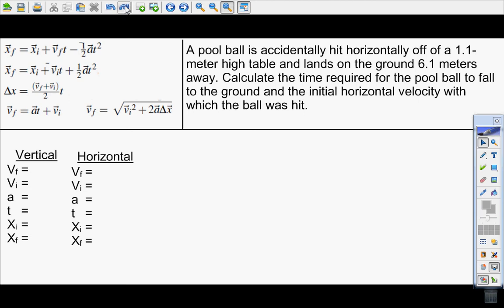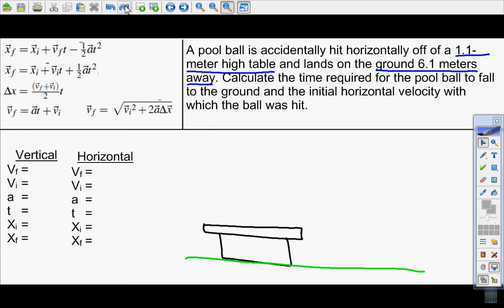A pool ball is accidentally hit horizontally off of a 1.1 meter high table. Okay, that seems to be important information. That's how tall it is, and lands on the ground 6.1 meters away. Another probably pretty good piece of information. Calculate the time required for the pool ball to fall to the ground and the initial horizontal velocity with which the ball was hit. Alright, so I'm going to go through and diagram the situation.